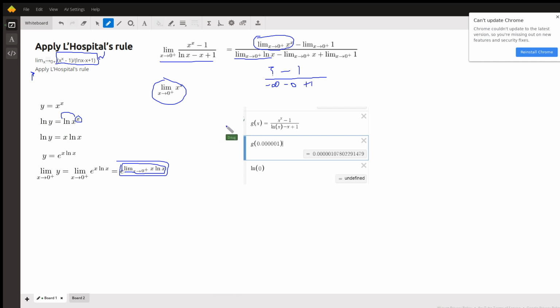By the way, here I've typed the function on Desmos, and it looks like g of 0.0. It looks like our answer for this should be 0. So let's see if we can make that happen. By the way, if you type g of 0 on Desmos, it will actually give you an answer of 0, even though ln of 0 is undefined. And that's just the way their algorithm works.